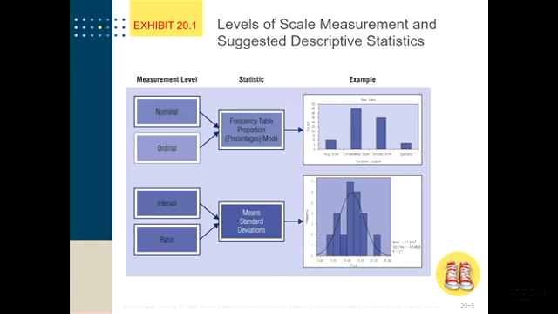Descriptive techniques that are suitable for lower scale variables are also suitable for higher scale variables. But descriptive techniques that are suitable for higher scale variables may not be suitable for lower scale variables. Is this statement clear or not? Again, descriptive techniques that are suitable for lower scale variables are also suitable for higher scale variables. But those that are suitable for higher scale variables are not suitable for lower scale variables.